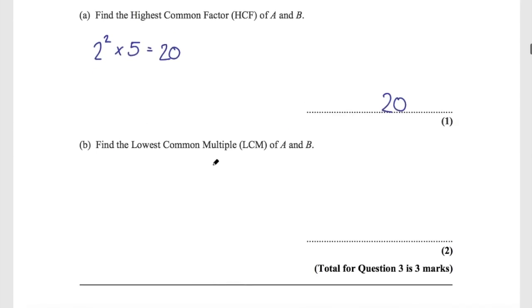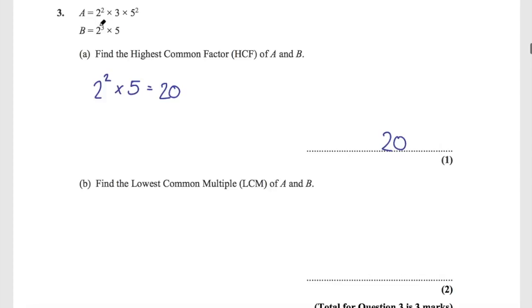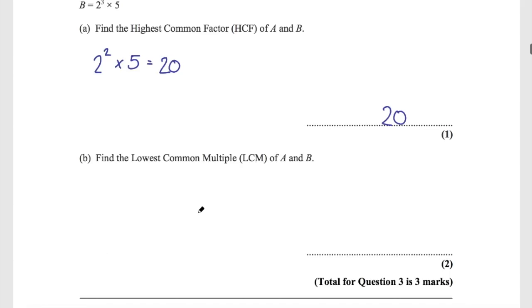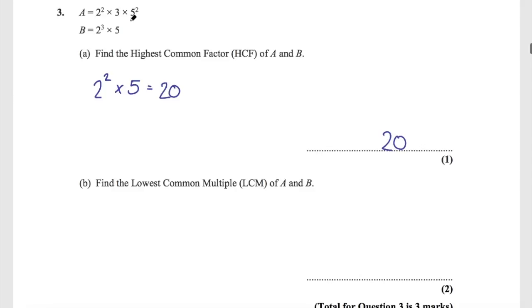And then part B says find the lowest common multiple of a and b. So for the lowest common multiple, you want to take the prime factors of both without repeating anything. So one way to do this is draw a Venn diagram, but you can do it without drawing a Venn diagram. You can just look at the prime factors and say, well, I've got a 2 cubed here, and then a 3, and then a 5 squared.